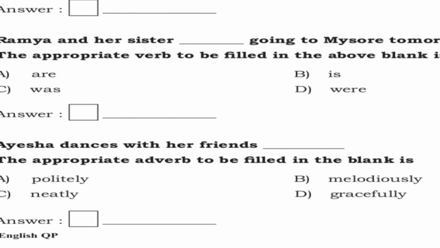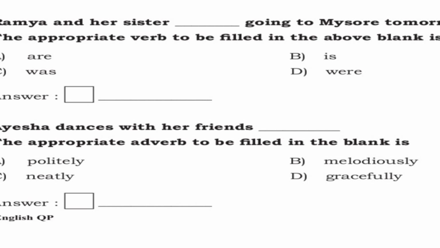Let's go for 4. Okay, see here. Aisha dances with her friends dash. Can it be politely? Can it be melodiously? Can it be neatly? Or would it be gracefully? The answer is gracefully, because the other options are not matchable with that, right? So what you have to put here? Option D, gracefully.